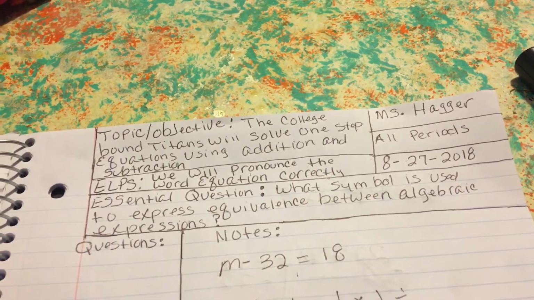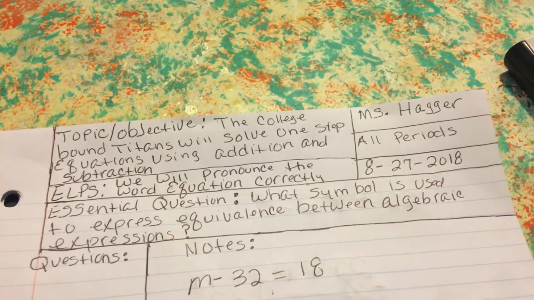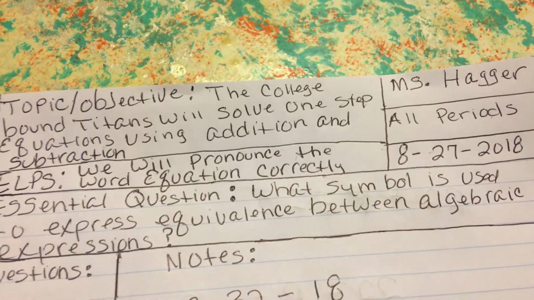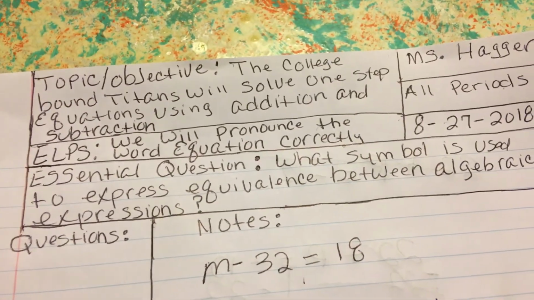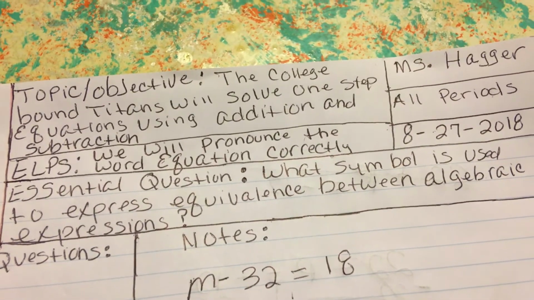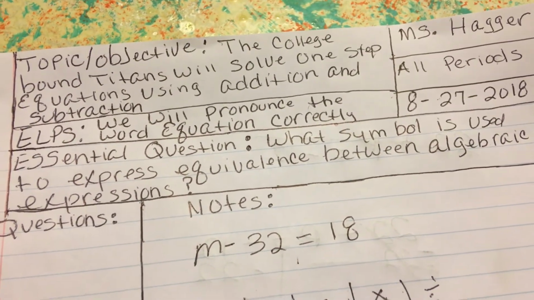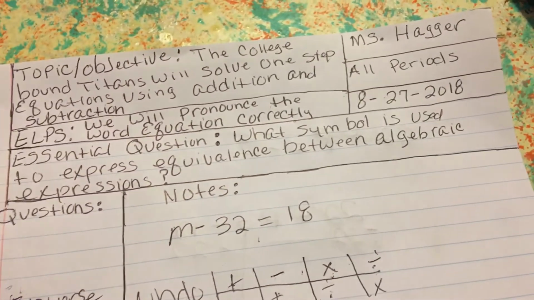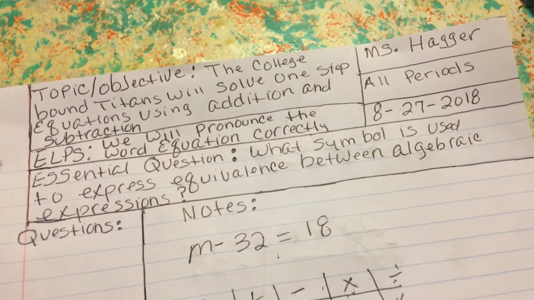So this is a preview of Wednesday's lesson, and our topic is the college-bound Titans will solve one-step equations using addition and subtraction. In the language part of our lesson, which is the ELPS, we will pronounce the word equation correctly. Just say equation. We also have an essential question that we will summarize at the end of the lesson, and it asks what symbol is used to express equivalence between algebraic expressions.